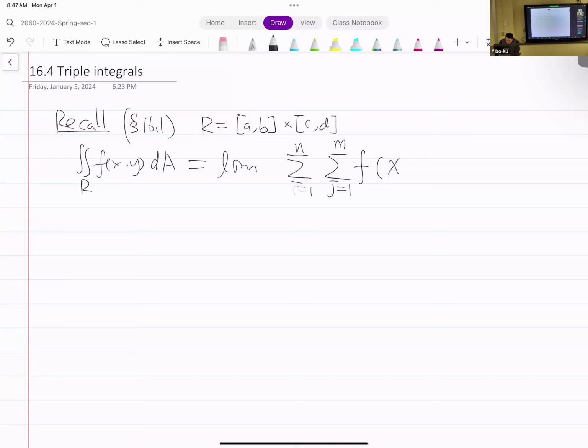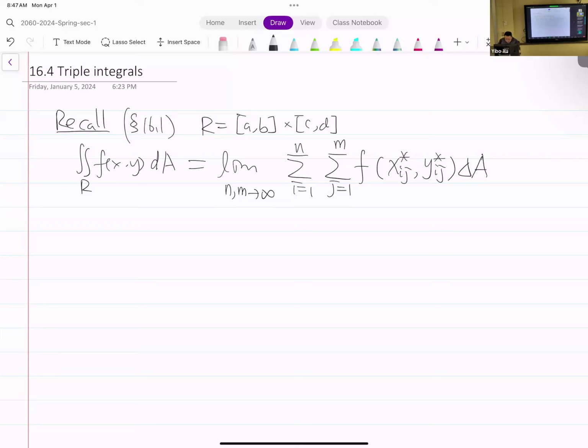But then you choose some xij, yij as representative. So you calculate the functional value as the height, and then you multiply by the area of the subdivision. So this is the way that we form the Riemann sum. And then we push n and m to infinity.